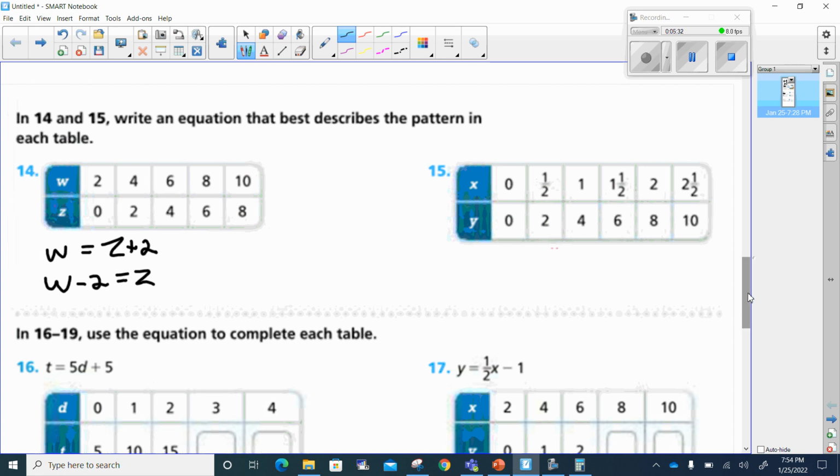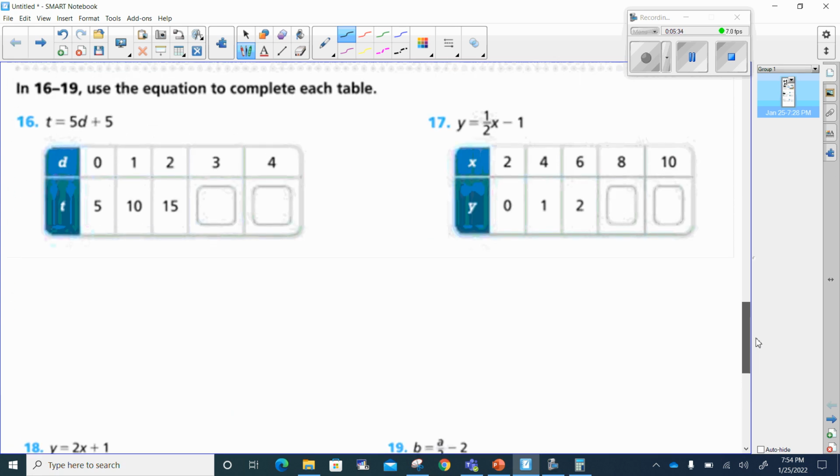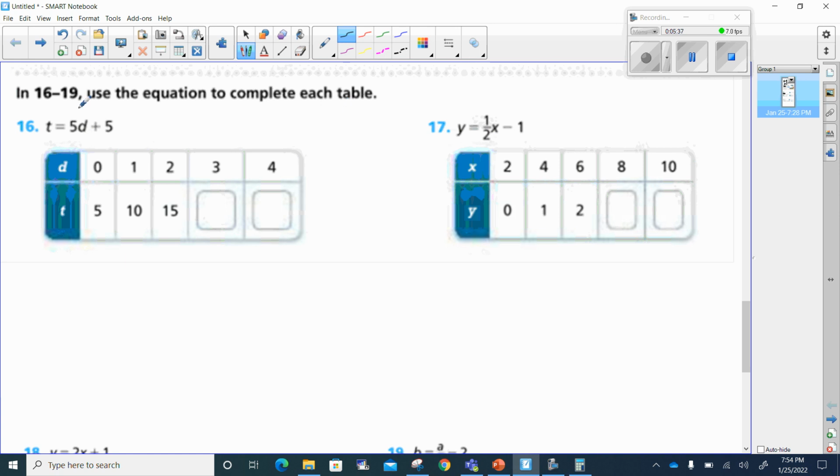All right. Next, let's go to number 16. It says use the equation to complete the table. I have to take D, multiply it by 5, and add 5. When I do that to 0, 5 times 0 is 0, and then plus 5 is 5. When I do that to 1, 5 times 1 is 5, and 5 plus 5 is 10. So when I do that to 3, 3 times 5 will be 15, and 15 plus 5 will be 20. And 4 times 5 is 20, plus 5 is 25.